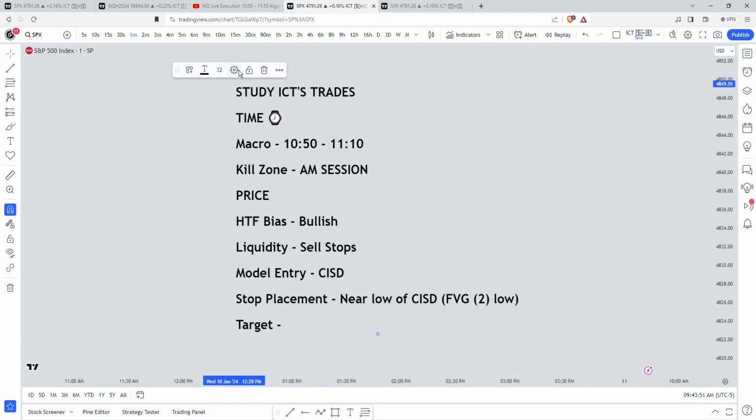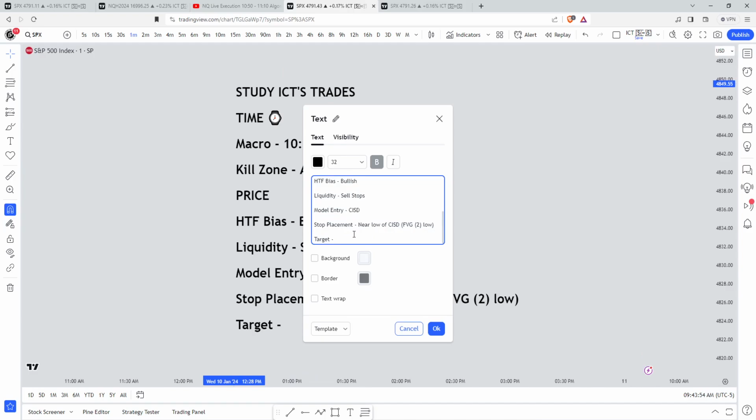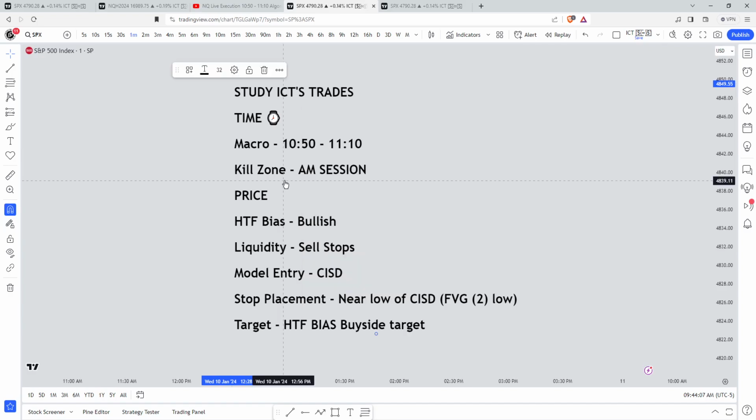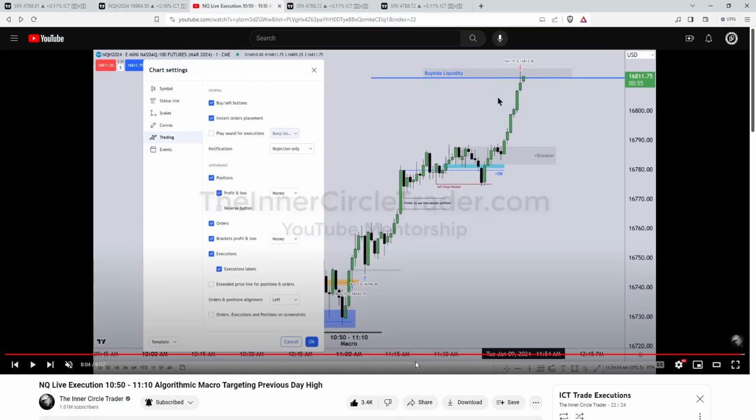Target, he's using the higher time frame bias. Higher time frame bias buy side target. So far what we have, ICT trading in the 10:50 to 11:10 macro. In the AM session, the higher time frame bias was bullish. Price ran out sell side liquidity, created a change in the state delivery. He had a stop placement near the low of the change in the state delivery, which was also the fair value gap number 2 candle. And he was targeting the higher time frame bias target.